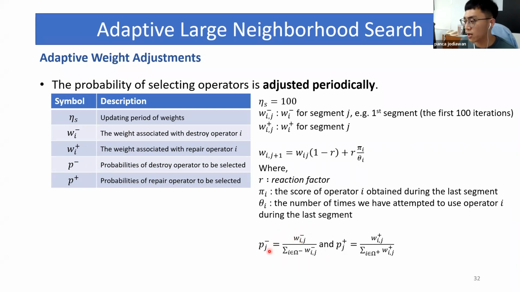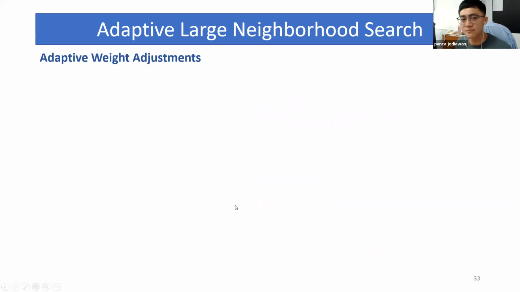If you want to calculate the probability, it should be P I here, not P J. Later I will correct it. It should be P I, the probability of selecting destroy operator I, equals the weight associated with the operator I divided by the total weight. That's all. So the weight of the operator I divided by the total weight. That's how we calculate the probability of operator I. Then, how to calculate the pi I?